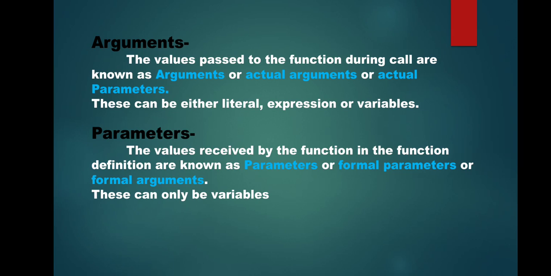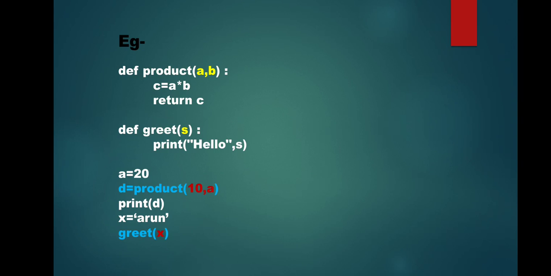or formal arguments. Now the arguments can either be a literal, an expression, or a variable. That means the value that we mention in the calling statement can be either a literal or an expression or a variable. But the names that we write in the function definition, that means the parameters, can only be a variable, right? Let us understand it with the help of an example.